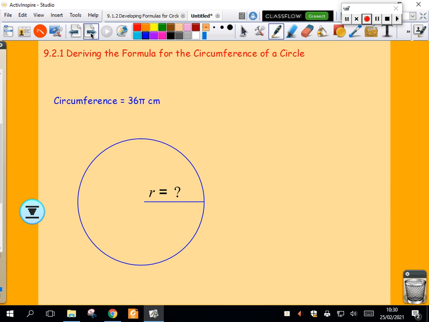Look at one more example here. I'm given the circumference, I'm trying to find the radius. Well, we know that the circumference is 2 pi times the radius. Circumference equals 2 pi times the radius. So 36 pi, plugging in on the left for circumference, is going to equal 2 pi multiplied by whatever the radius is.